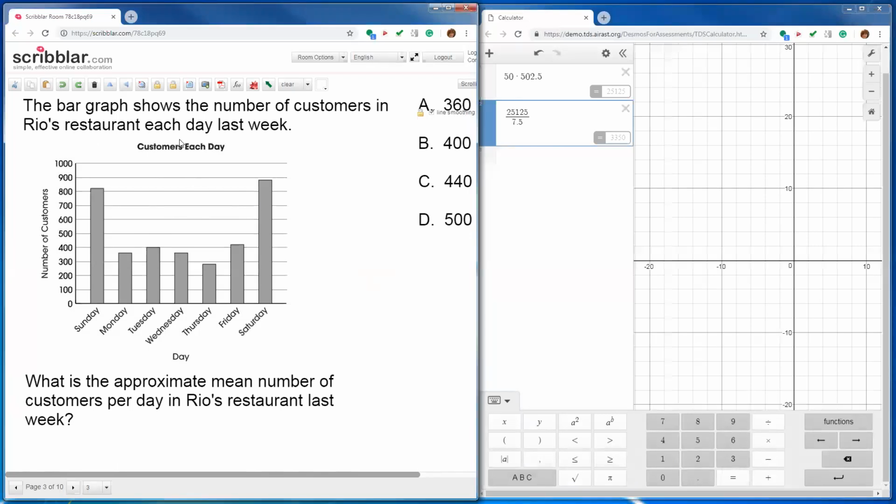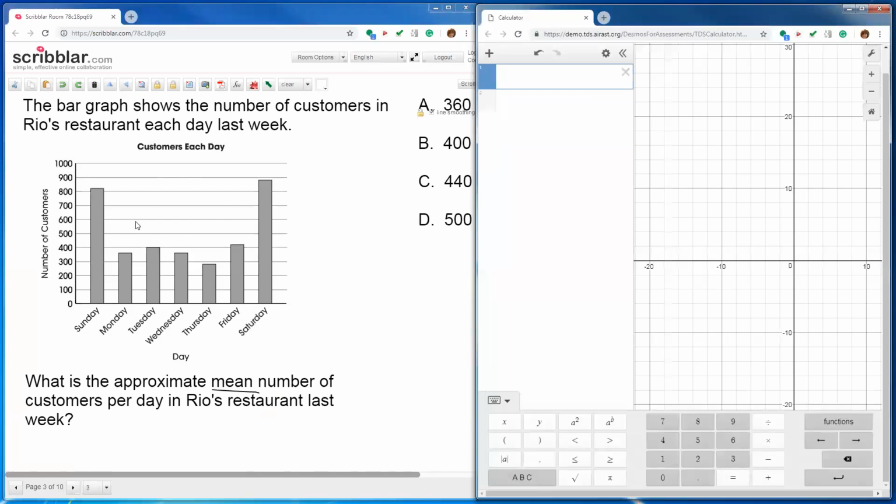Okay, so this one, the bar graph shows the number of customers in Rio's restaurant each day last week. It gives us the bar graph. What is the approximate mean number of customers per day in Rio's restaurant last week? So when we say mean, what does the word mean? Average. Asking us to find the average, which is add them all together, divide by how many there are. With a bar graph, we've got to know how to read this in order to figure out how much I have each day. So for Sunday, how many customers came in on Sunday?